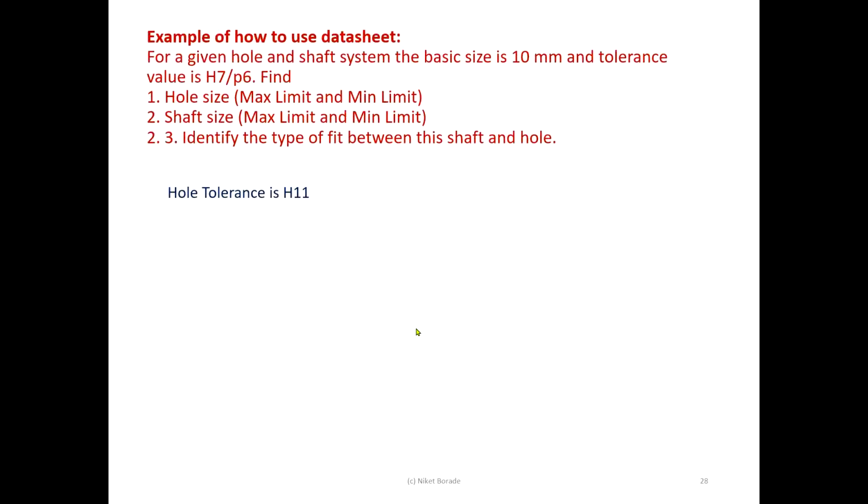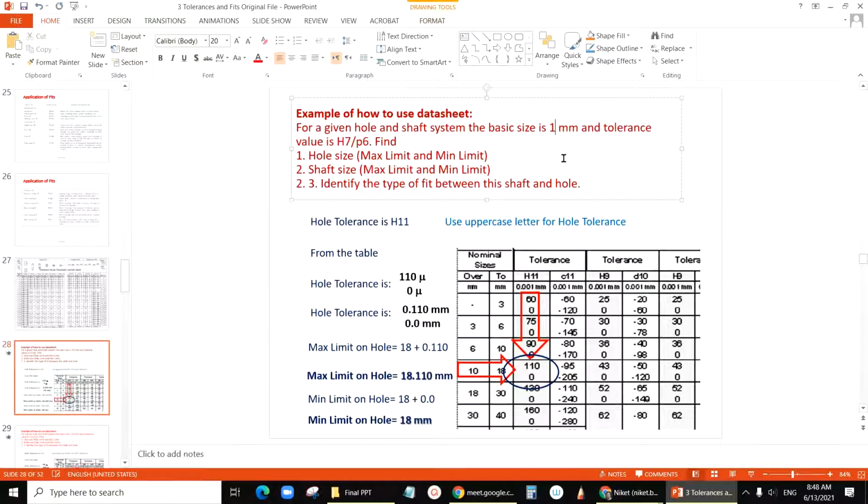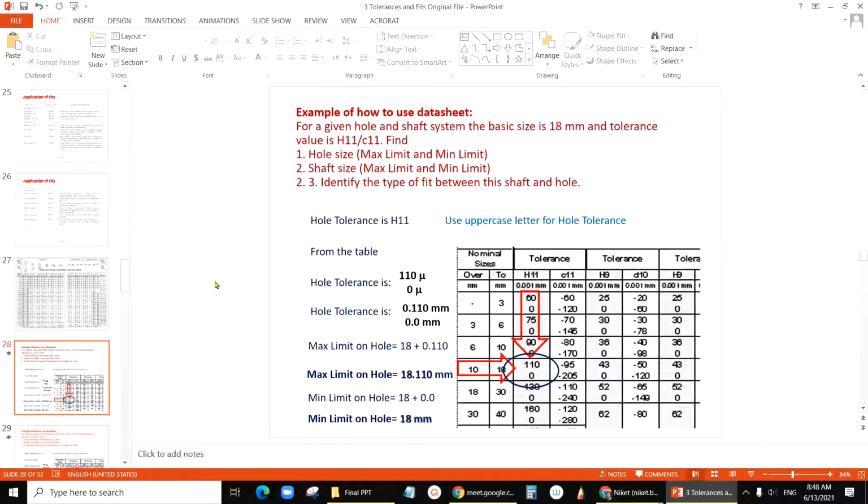Now the hole tolerance is H11. We know capital letter for the hole. I think I am messing up something here. Let me change these numbers. This is 18, H7 P7, or H11, C11. I am using another number in this example, and the basic size is 18. Fine, because I made many examples.